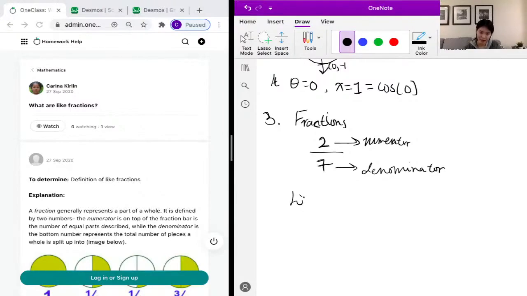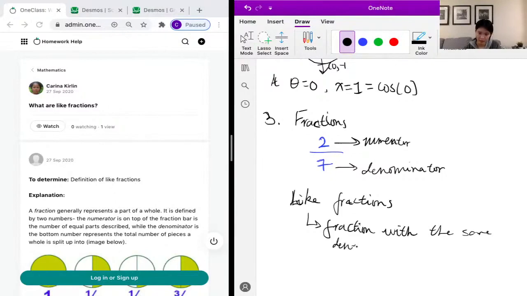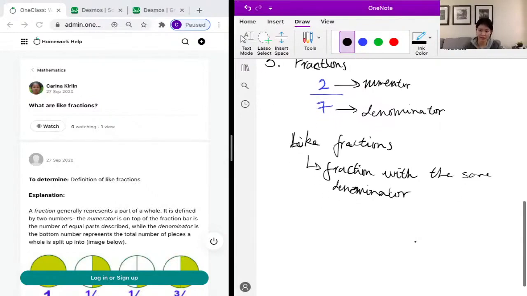And then we have like fractions. Like fractions are basically fractions that have the same denominator. So the bottom number is the same, and those are like fractions. Okay? Fractions with the same denominator. Cool. So like fractions are fractions with the same denominator.